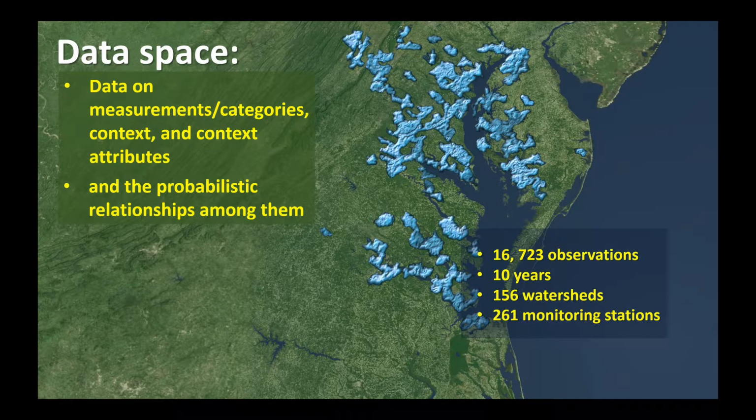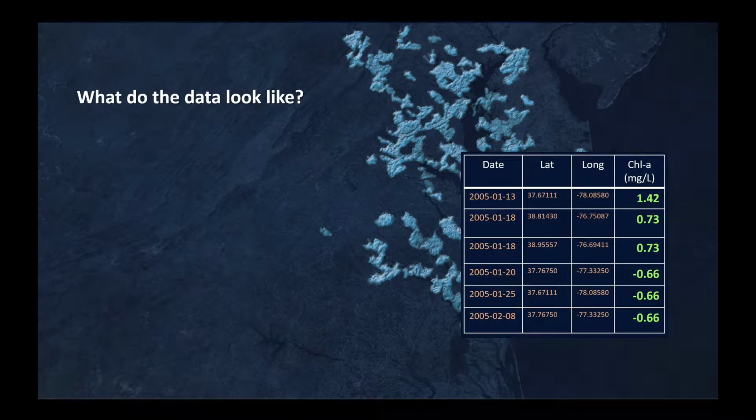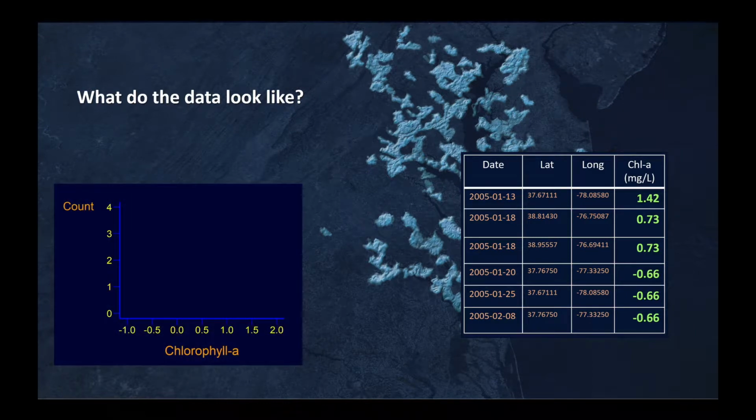For example, I often start a data project by visualizing how the data look by counting. Here are 6 observations from my data space. In this table, I have concentrations of chlorophyll A along with their context. Some concentration values are negative because they are presented on a logarithmic scale. Let's count the number of observations corresponding to each value of chlorophyll A. The first observation was taken from this watershed and has a chlorophyll A value of 1.42, which is roughly here.